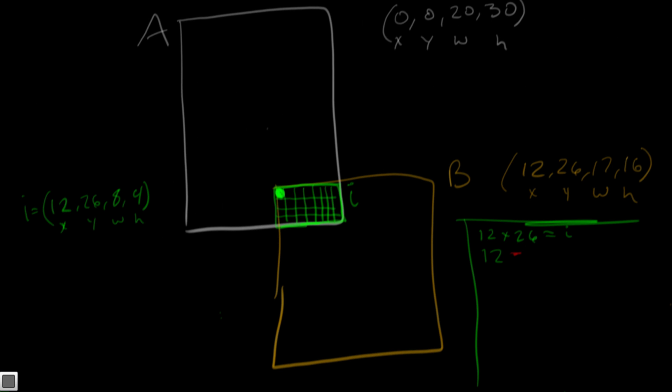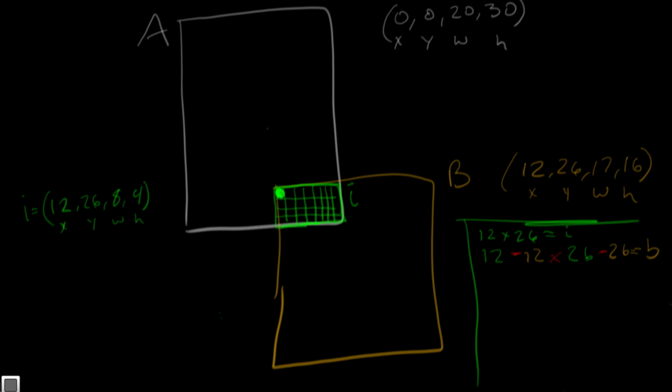So 12 minus, and then we're looking at B here. So we need to get the x of B. So 12 minus 12. And that's the x. The y of the intersecting rectangle, which is 26, minus the y of the source, which in this case is B, so that's 26 as well. And that equals B.